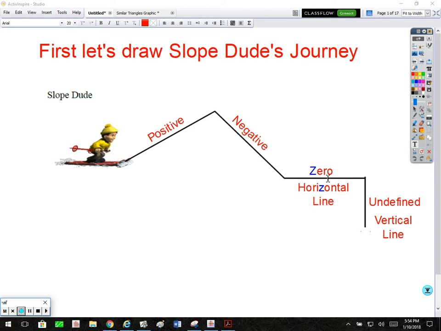When he got to the end, he didn't see that cliff, and he fell off the cliff, and he said the bad word. He said, oh, this is undefined. So the four types of slopes are positive, negative, zero, and undefined. Okay, so let's look at how we figure out some slopes.